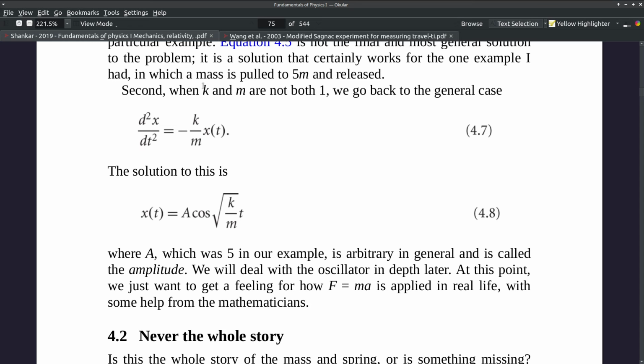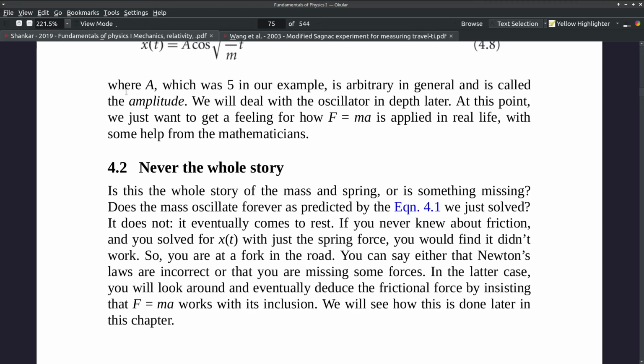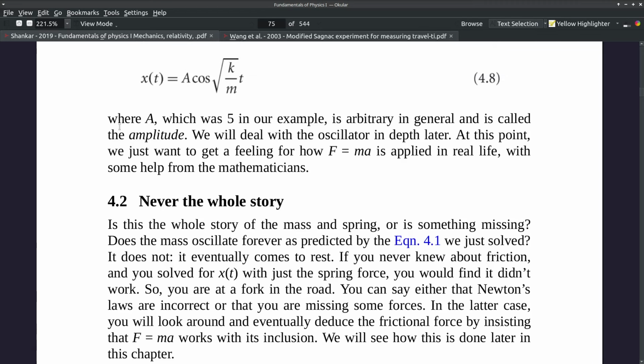Second, when k and m are not both 1, we go back to the general case. The second differential of x with respect to time equals negative k over m times x of t. The solution to this is x of t equals A cosine of the square root of k over m times t, where A, which was 5 in our example, is arbitrary in general and is called the amplitude. We'll deal with the oscillator in depth later. At this point, we just want to get a feeling for how F equals ma is applied in real life, with some help from the mathematicians.